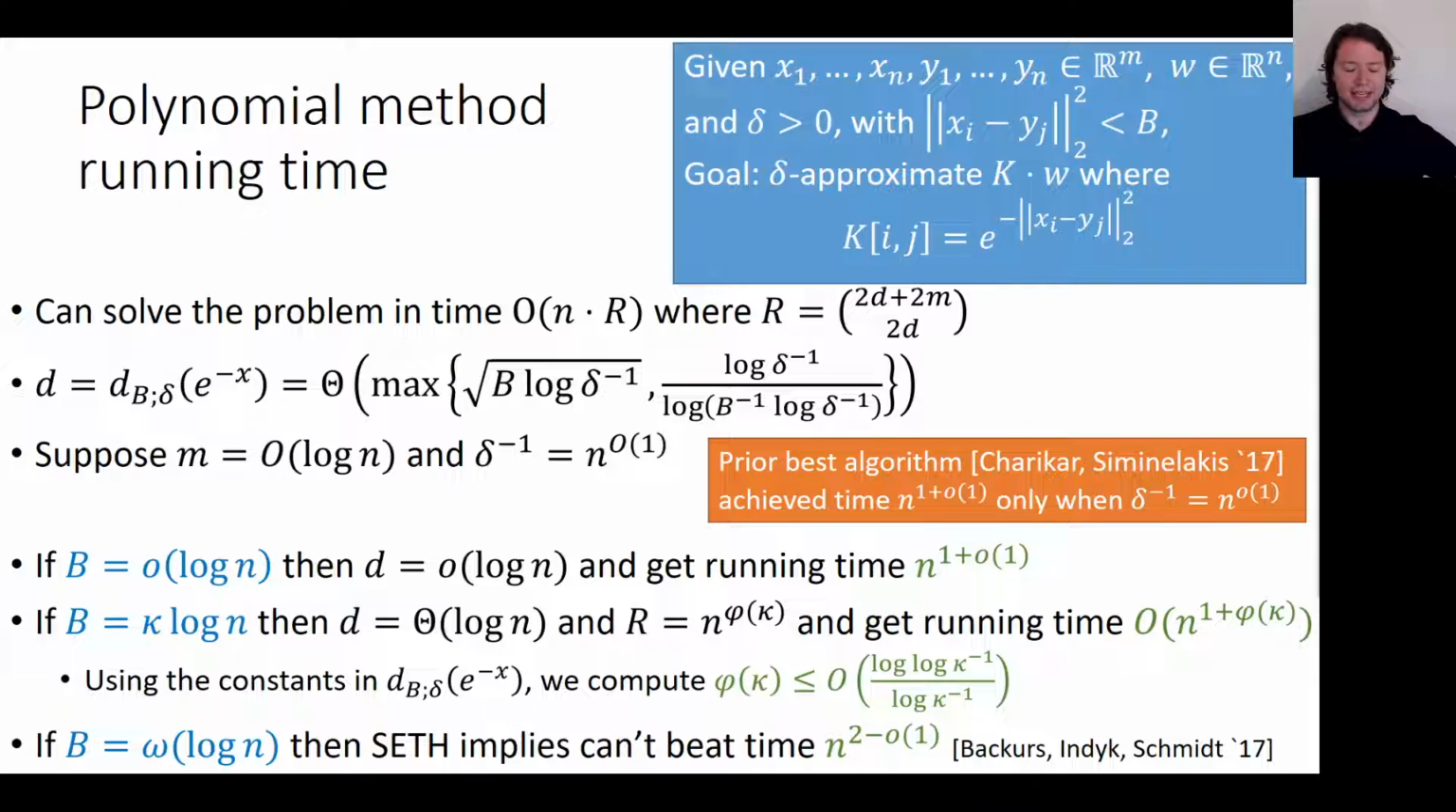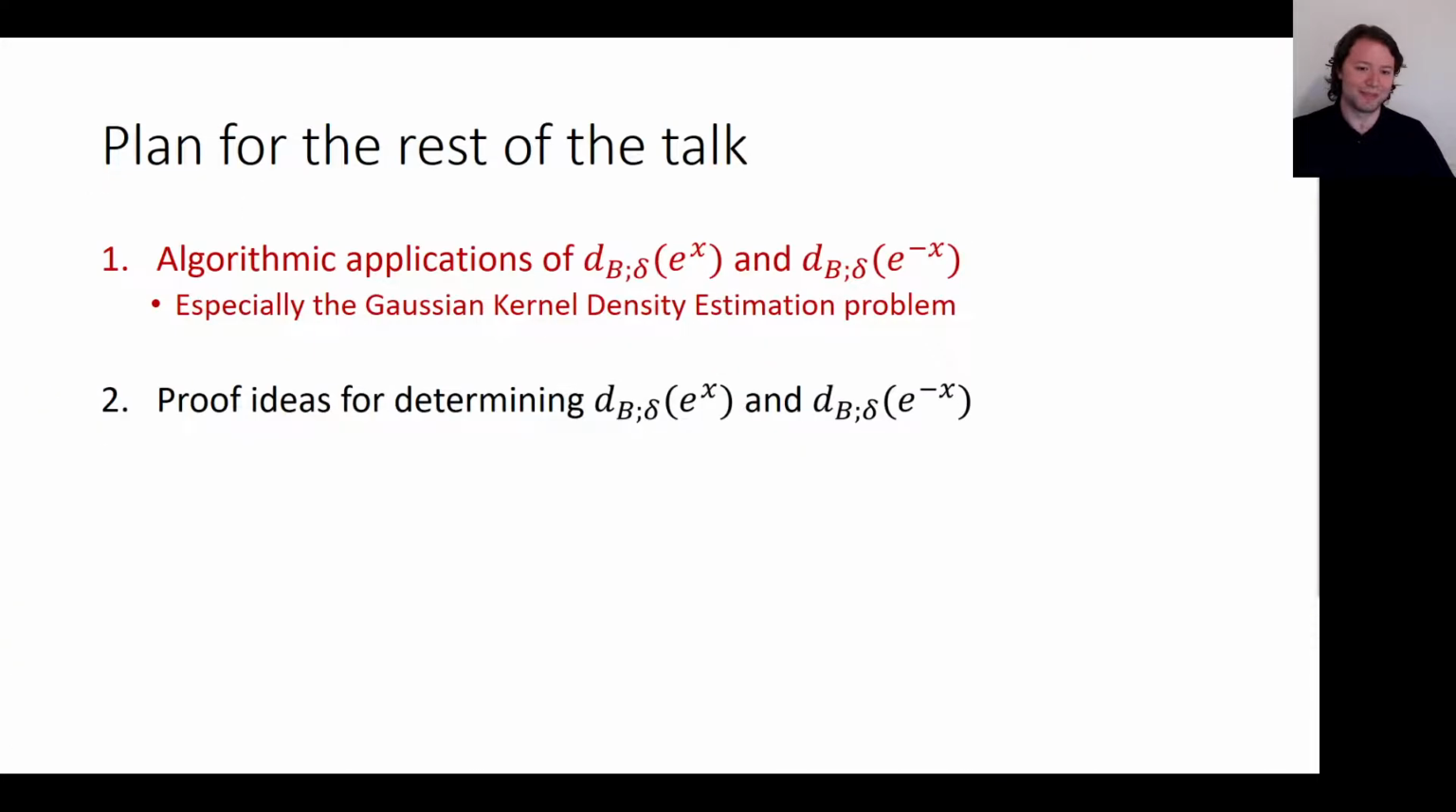As you can imagine, if you scaled up the constant by a factor of 100, then it would multiply these constants in the binomial coefficient by a factor of 100, and phi could get quite a bit larger. So actually understanding the running time in this middle regime requires understanding the constant in the degree to approximate e to the minus x, because the constant ends up appearing in the exponent of the running time in this phi of kappa at the end. Okay, so that's the Gaussian kernel density estimation problem.